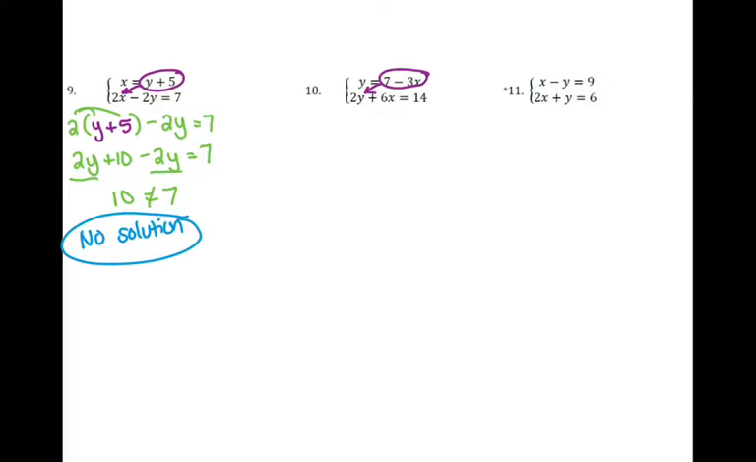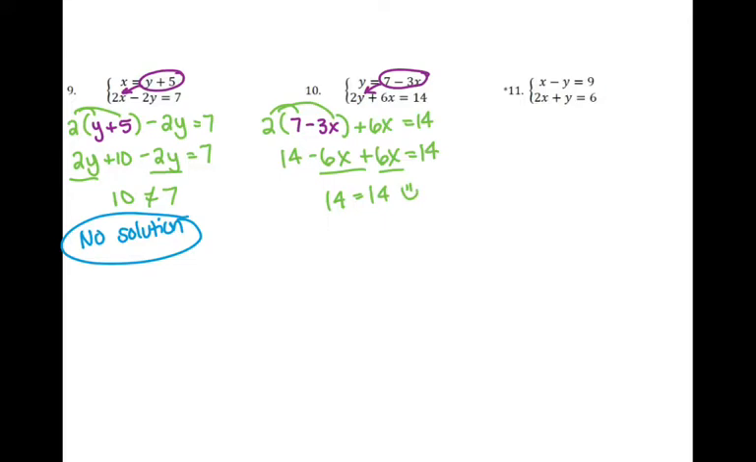All right, let's keep going. Number 10. So I have 2, but of course instead of y, I'm going to substitute it with 7 minus 3x, plus 6x equals 14. Distribute. 2 times 7 is 14. 2 times negative 3x is negative 6x plus 6x equals 14. Combine like terms. My x's are going to cancel again, but this time I end up with a true statement. 14 equals 14. So this is infinite solutions.